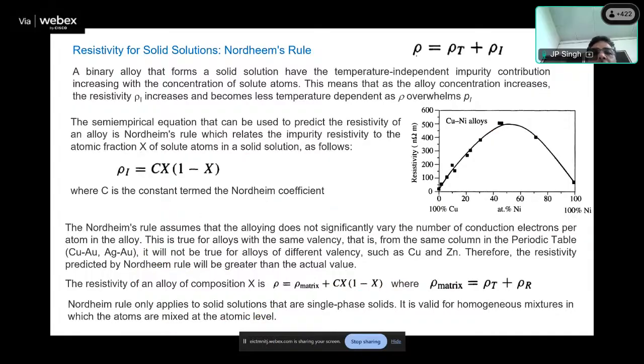Now, because of time, maybe I can just continue with that. Let me discuss another rule, which is the resistivity for solid solution, which is Nordheim's rule.